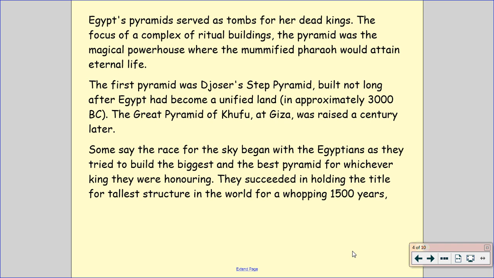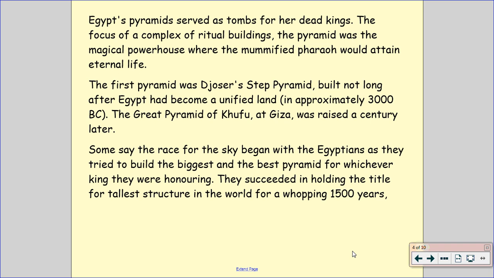So the first pyramid was the Step Pyramid, Djoser's Step Pyramid, built not long after Egypt became a unified land in approximately 3000 BC. I talked about unification a couple of sessions ago. Basically, Egypt used to be broken up into several different kingdoms, but around 3000 BC, Egypt became just one kingdom, one sort of land, essentially, with one pharaoh.